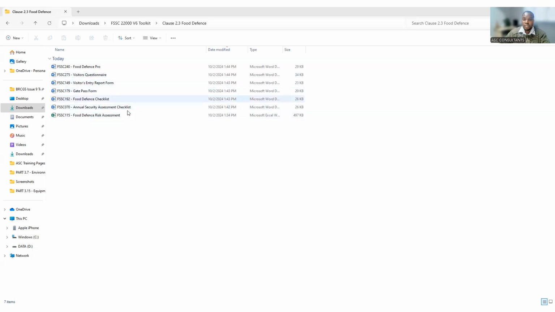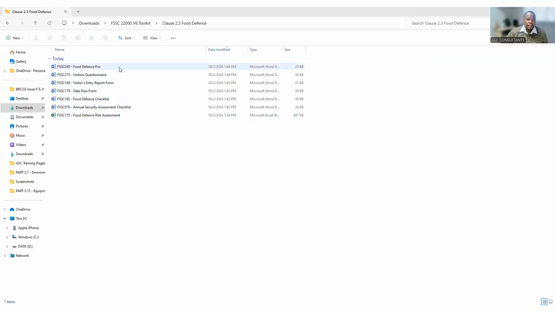Then we have a variety of forms that one could use. We have a visitor's questionnaire, visitors entry report form, the gate pass form, especially for deliveries after they have been inspected for possible threats that they could bring into the facility. Then we have the food defense checklist that specifically focuses on the process flow and looks at the various points where there could be vulnerabilities or threats. Then the annual security assessment checklist, where we are looking at what security measures we have as a facility that can protect against potential threats such as professional criminals, theft, or any other threats that could be posed through security breaches. So this is what we would have.